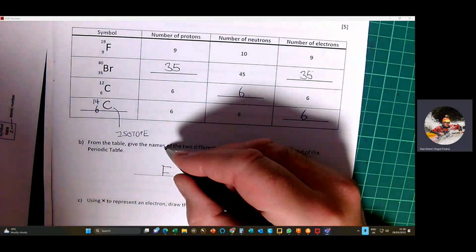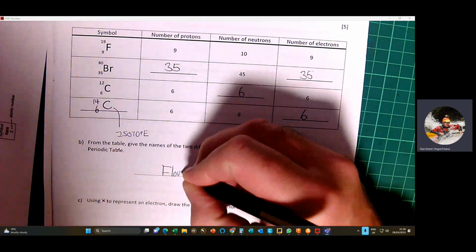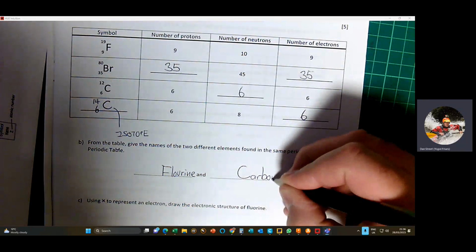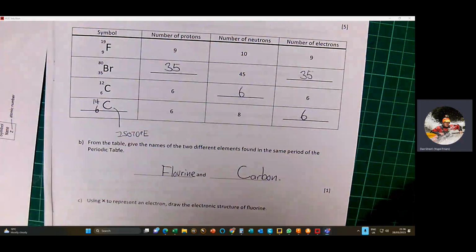Now, to give the names, we need to be careful here. We do need to give the names. You may not be given the marks if you simply write the symbols. So, fluorine and carbon.